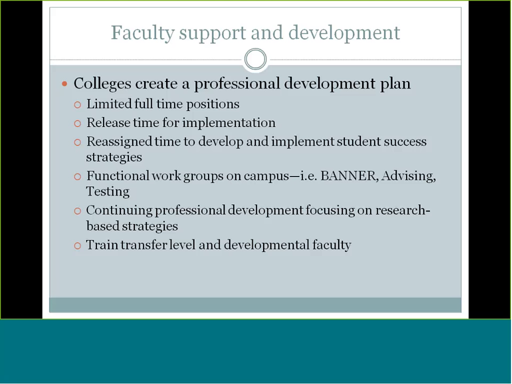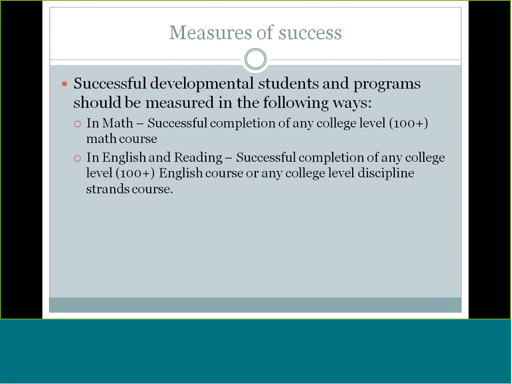And lots of campuses are finally now to the place where they're starting to train transfer level and developmental faculty. So depending on how colleges are structured, we've got some that have an English department, and the English department teaches developmental reading and developmental English and college level English. And then we have other campuses that have an English department, a developmental English department, and a developmental reading department. And so it means that there's people in transfer level and developmental who get the same students, and we're trying to serve the same students. If you think back to the model, it certainly lends itself to these different areas working together, but not every campus is set up the same way. And so it means that the training needs vary.